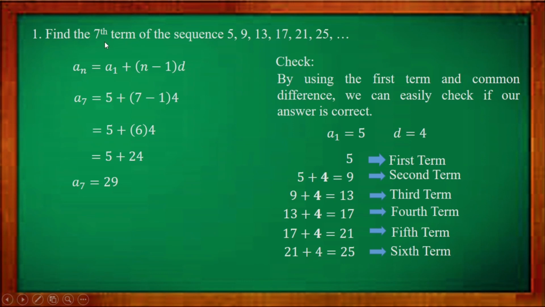So again, we are looking for the seventh term. That is why we will continue it: 25 plus 4 equals 29, and 29 is our seventh term. So since we arrive at the seventh term with a value of 29, therefore our answer, which is a sub 7 equals 29, is correct.